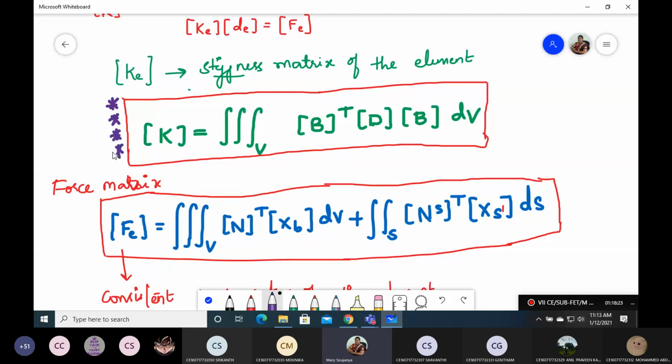This is very, very important. Elemental stiffness matrix. When you have to solve the problems, you have to remember this equation. All right? Please note it down.